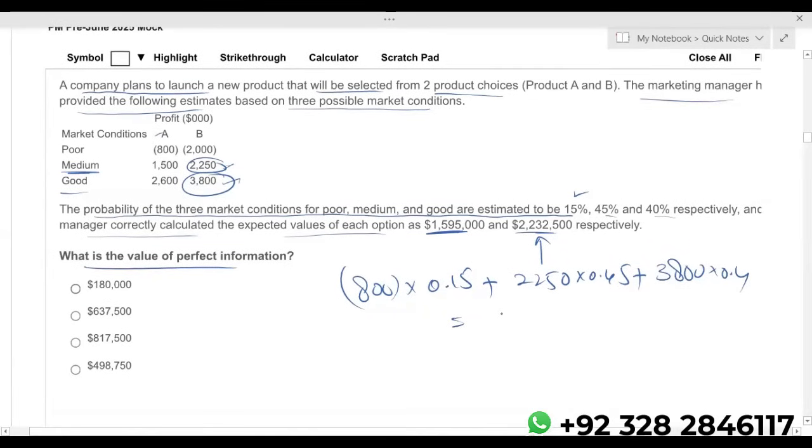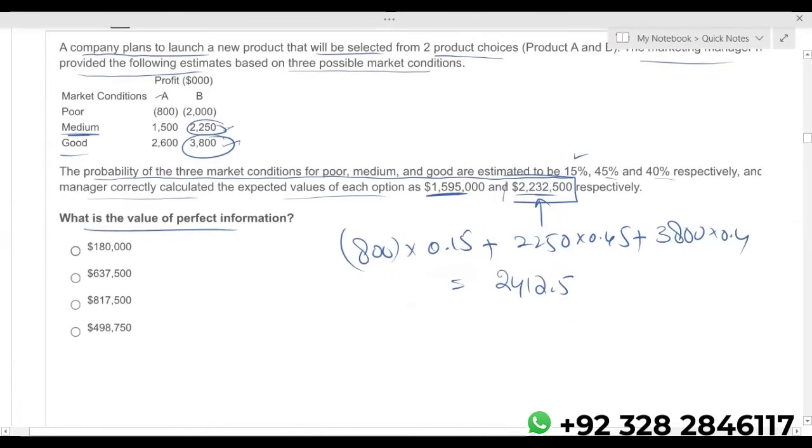So with perfect information, the expected value we'll be generating is 2412.5. This is with perfect information. Without perfect information, obviously I'll go for B, where I can generate the expected value. So this is the expected value with perfect information. Expected value without perfect information.